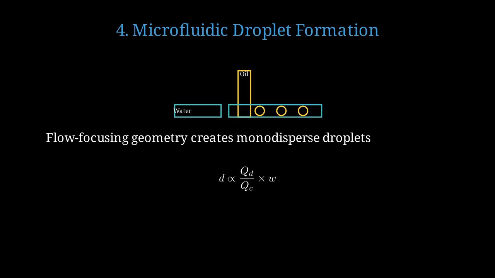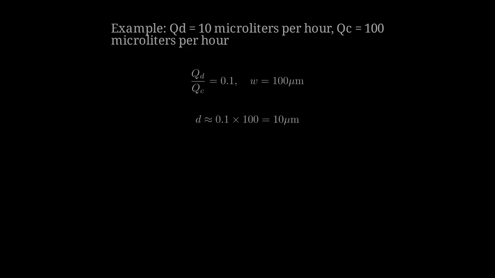Droplet diameter is proportional to the ratio of dispersed to continuous flow rates times the channel width. Consider a dispersed flow rate of 10 microliters per hour and continuous flow rate of 100 microliters per hour. The flow ratio is 0.1 with channel width 100 micrometers. This produces droplets approximately 10 micrometers in diameter.